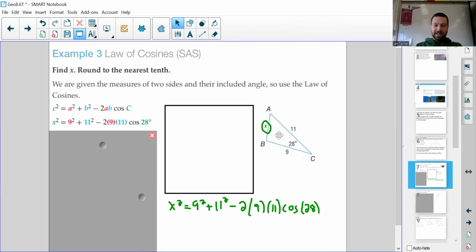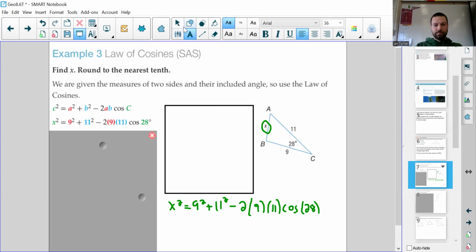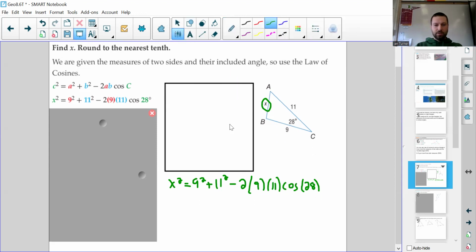So put the side that you want by itself. And then you're always going to use the angle across from that side, and then you square the other two sides and then do -2 times those other two sides. The hardest part is setting it up. Now it's just math. Now you guys know how to do math. It's algebra now, okay? So now let's keep going.